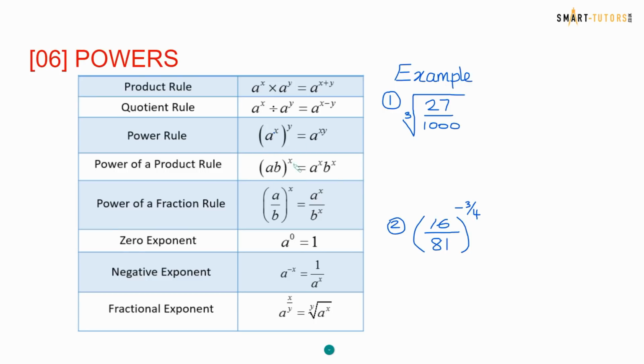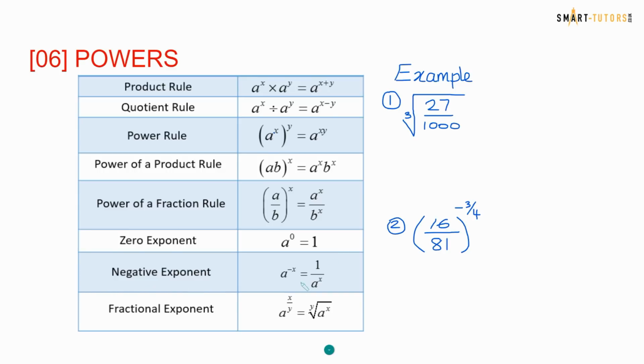(ab) to the power x, the power x belongs to a and b, so a to the power x times b to the power x. (a over b) to the power x, the power x also belongs to both, a to the power x over b to the power x. The next one, a to the power 0 equals 1. So anything to the power 0 is equal to 1.